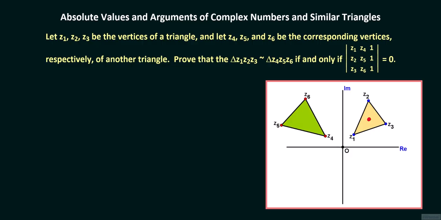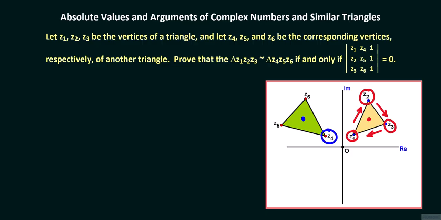Viewed from above, starting with the vertex z1 on the first triangle and following the clockwise direction along the triangle, we get to z2, and then to z3, and then close the triangle at z1. This is often referred to as the negative orientation.